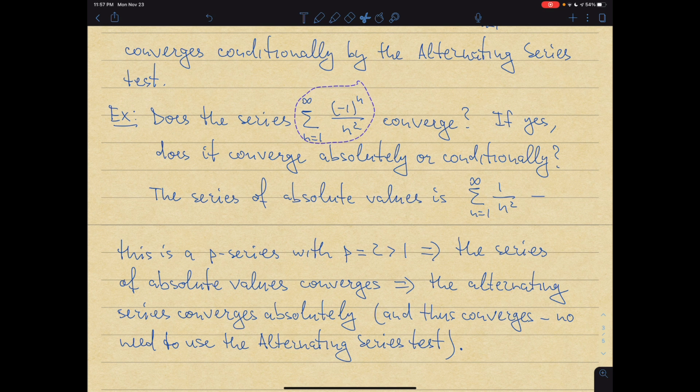All right, and so that would be the end of this section.